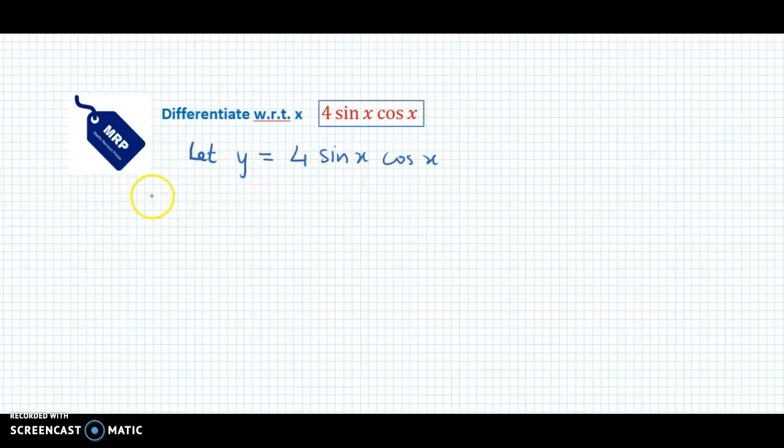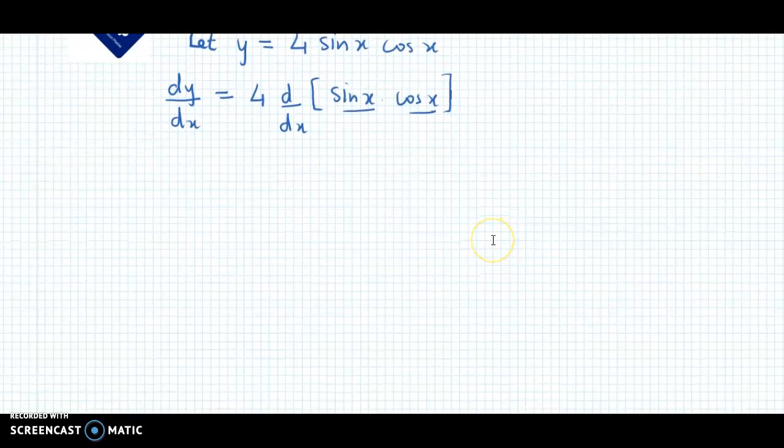And now we differentiate with respect to x and we obtain dy by dx is equal to, now 4 is a coefficient, so we keep it as it is, into the derivative of sin x into cos x. Now here we apply the product rule or the multiplication rule of derivatives.